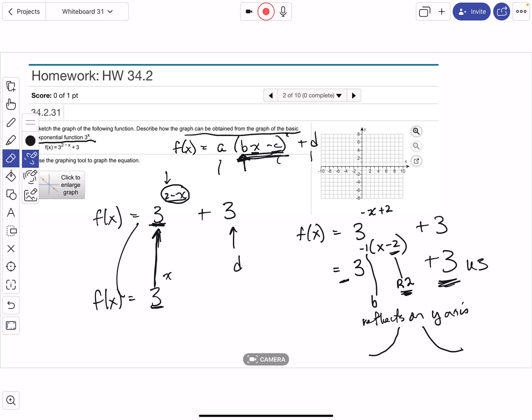We can find a point. Like say I put a 0 in for x. So if I put a 0 in there, it would be 3 to the 2 minus 0, plus 3. 2 minus 0 is 2. 3 squared would be 9. 9 plus 3 would be 12. So if I put a 0 in for x, the y value is 12.